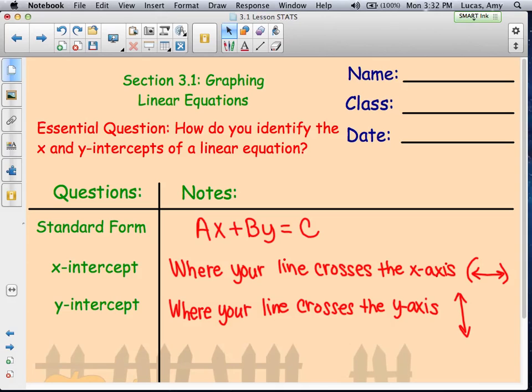So we're not going to necessarily make a T-chart table where we've got to plug in 5 values for x and solve it. We are instead going to use just two points to graph our line, and those 2 points are called the x-intercept and the y-intercept. So this is an alternative to the graphing method that we used yesterday.